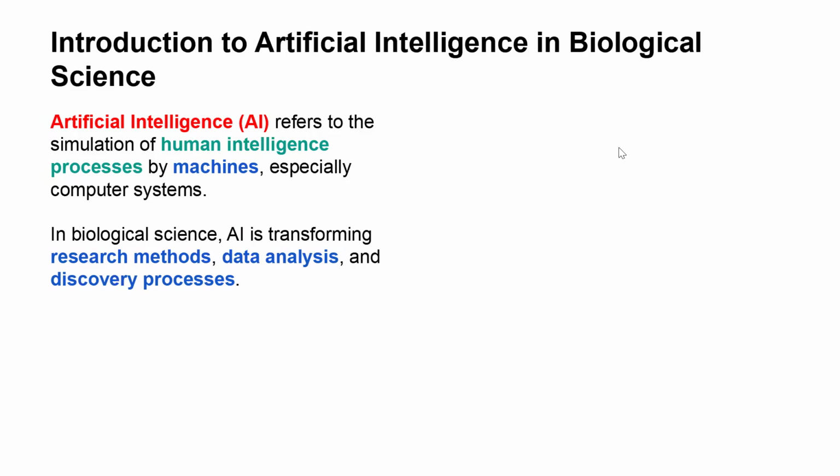And in biological science, AI is transforming data research methods, data analysis, and discovery processes. So AI can be used in data analysis. It can also be used in developing research methods and the discovery of drugs, vaccines, and so many other discoveries.